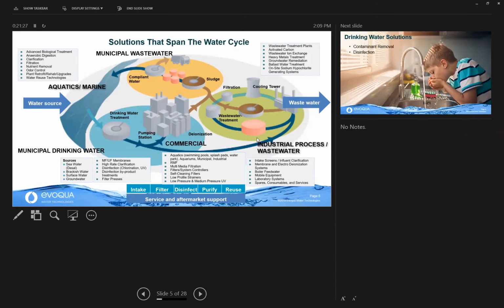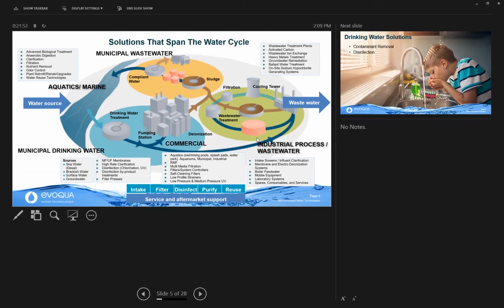So we're going to talk a little bit about drinking water treatment. So taking raw water, whether it be surface or well water, groundwater, and then treating it, and then distribution for commercial or industrial use, and then treatment of that for industrial water and wastewater treatment, as well as municipal wastewater treatment, and then discharge.